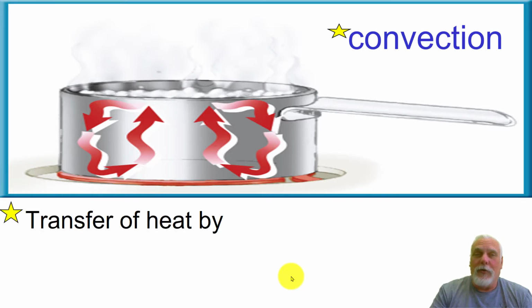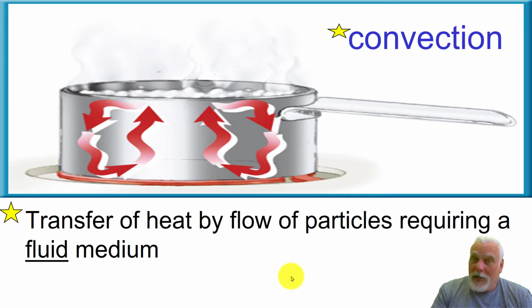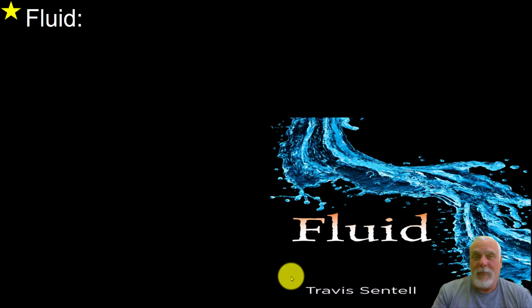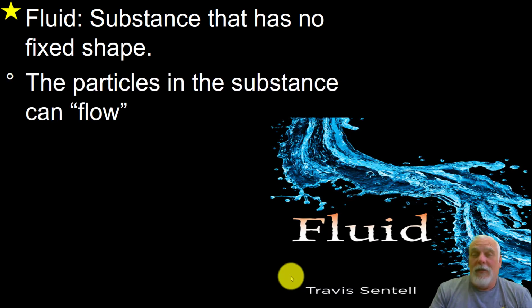Convection is the transfer of heat by the flow of particles, and it requires a fluid medium. That's key, fluid medium. So what is a fluid? A fluid is defined as a substance that has no fixed shape. The particles in the substance can flow. So think of fluid, think of flowing.